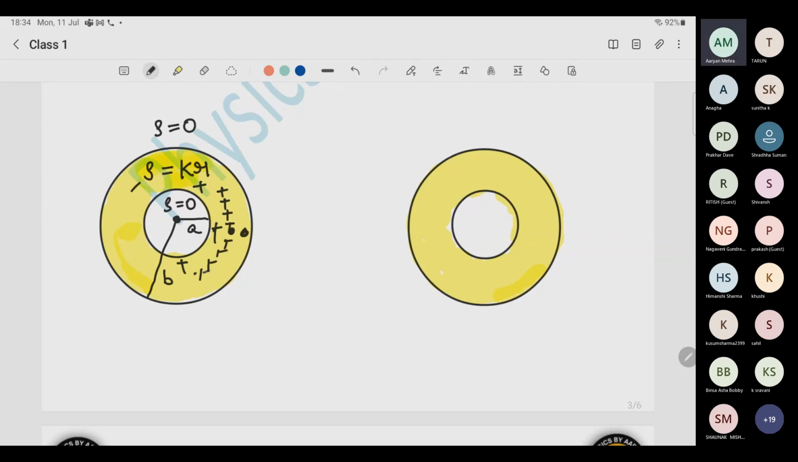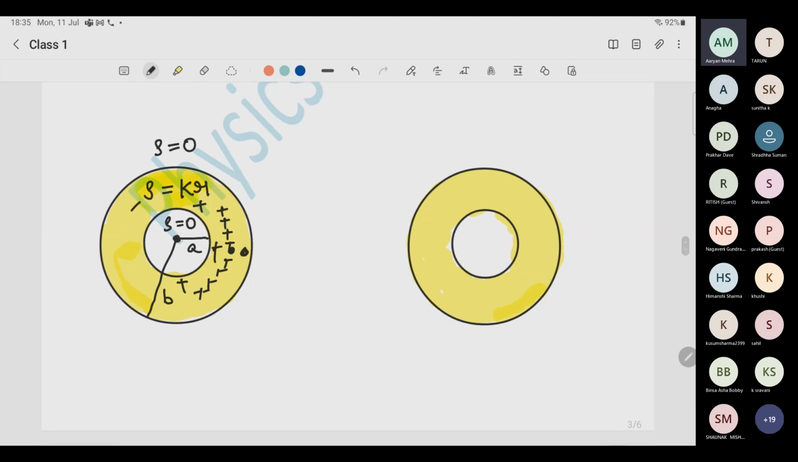There is a positive charge close to the sphere, but the charges are far away from each other, so the density is less. As you move away, the charges are still here but they are closer, which means the density is more. So this is how you imagine the problems.